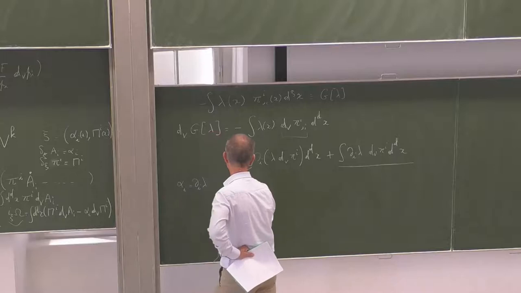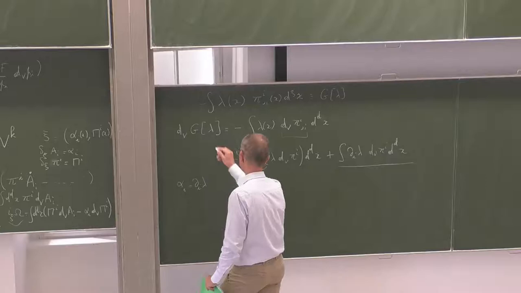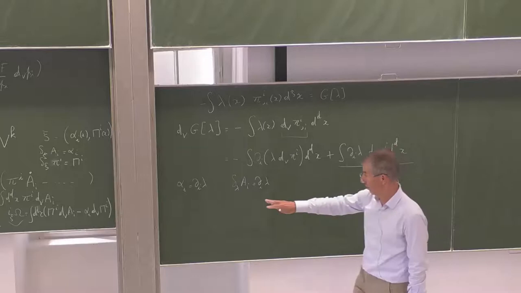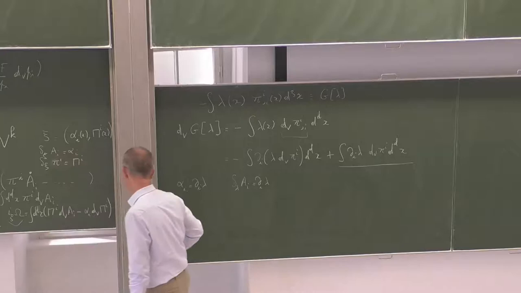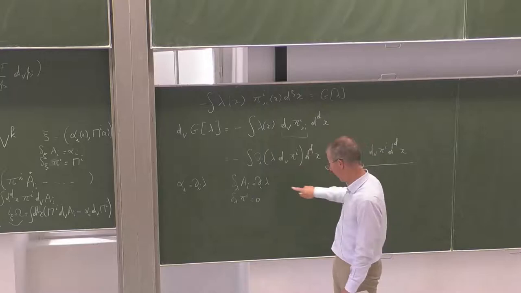So the variation under G of A_i, you know, that's a different way to write delta lambda, since it's parametrized by lambda, of A_i is d_i lambda, that's indeed a gauge transformation. But I don't have equality of that, even with a minus sign, with that, and then pi^i equal to zero, because I have an extra surface term. So I'm allowed to say that if and only if the surface term is equal to zero.